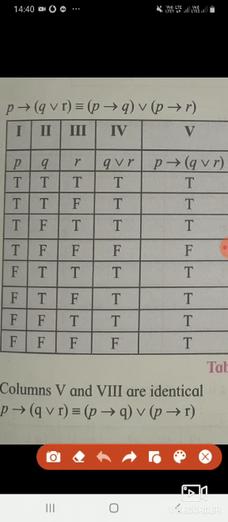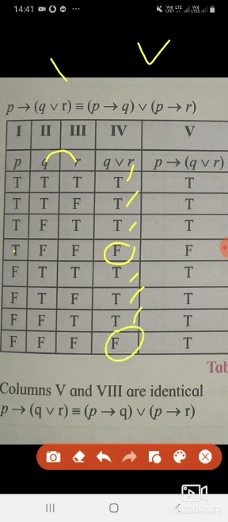Now the R value means the truth table of R, the disjunction. If both are false, it will be false. All other cases it is true. So for Q and R, both true gives true, true and false gives true, false and true gives true, and both false gives false. That's why it is false.